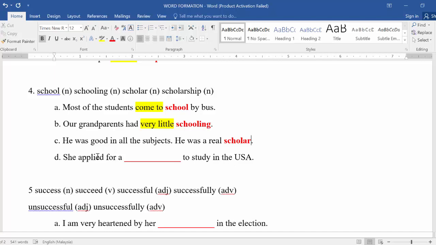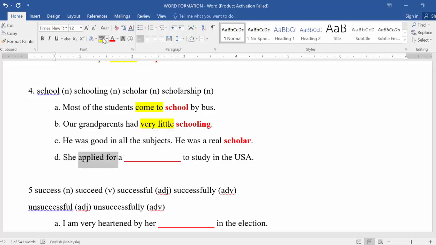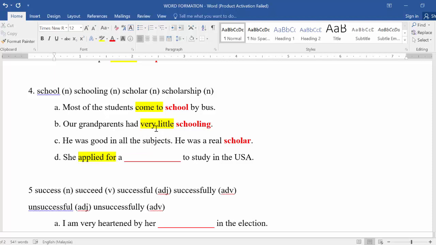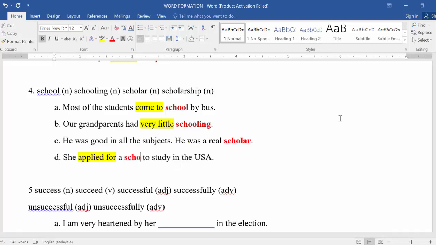Okay, applied for, usually you apply for what? If you want to study in another country, in the USA, it will be very expensive, right? You need to spend a lot. So this person tends to apply for a scholarship. Okay, a scholarship to study in the USA. You need to get an amount of money to help you, to support you in your study in the USA.